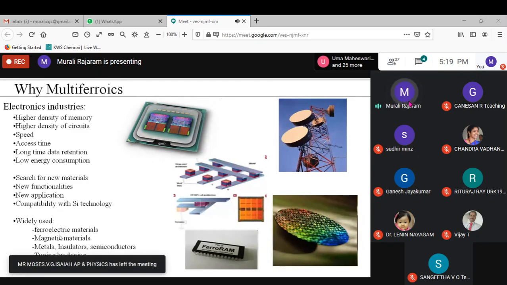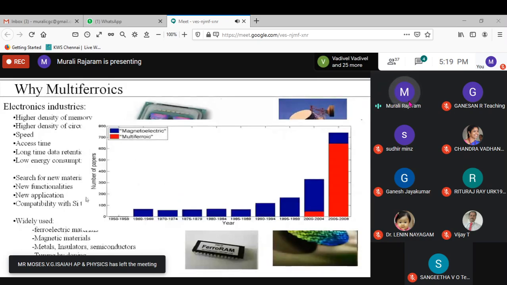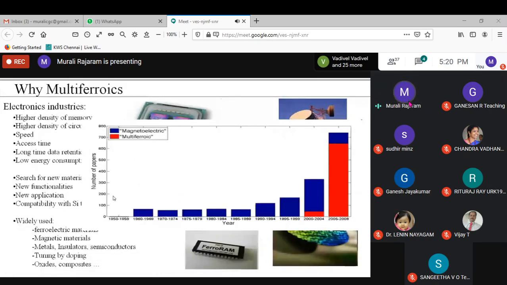Okay, so this plot shows the number of publications when you put the keywords magnetoelectric and then multiferroic. This is up to 2008. If you put multiferroic, the number of publications keeps on increasing. The multiferroic word started around 2000, because this word was coined very recently by the person people call the father of multiferroic materials.